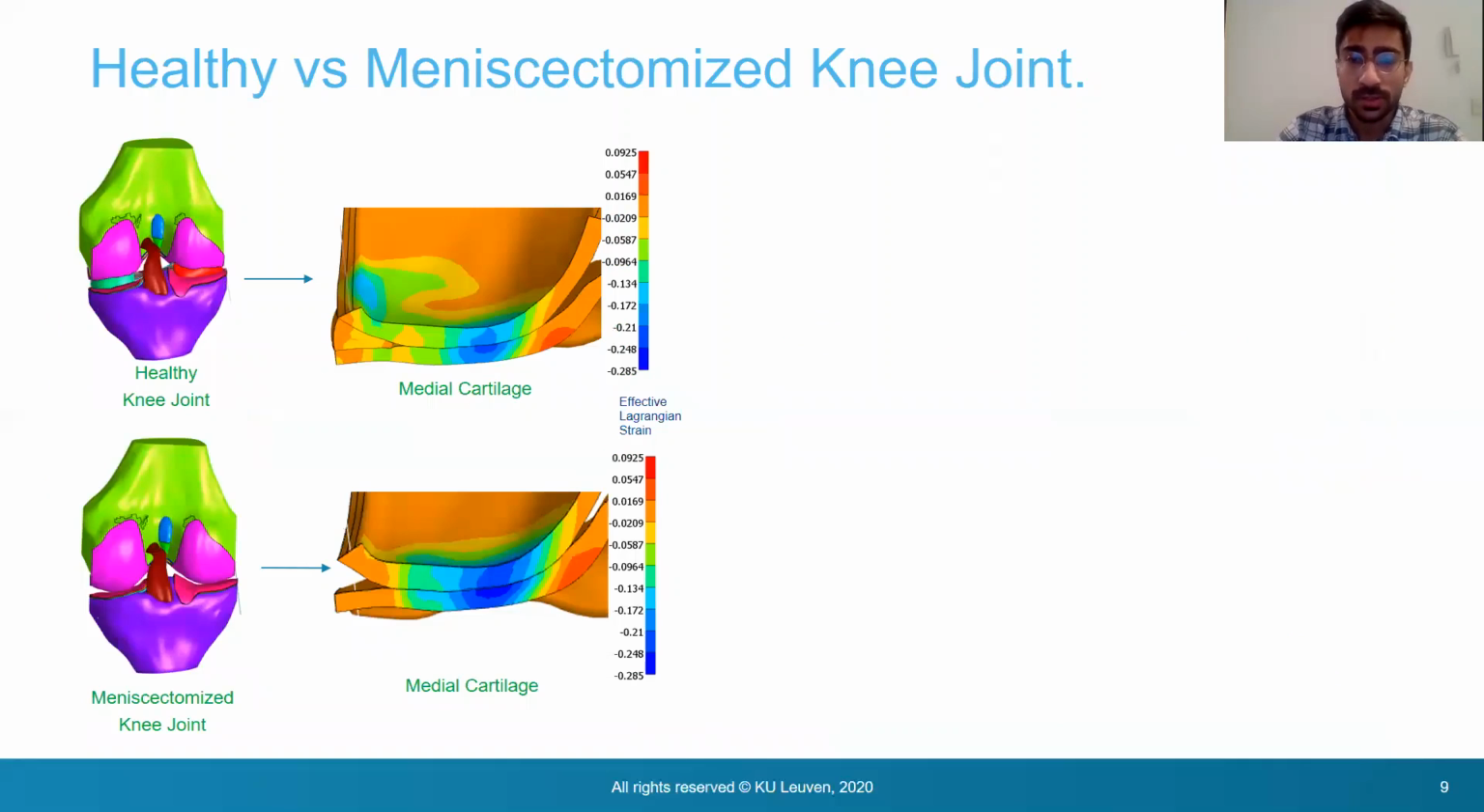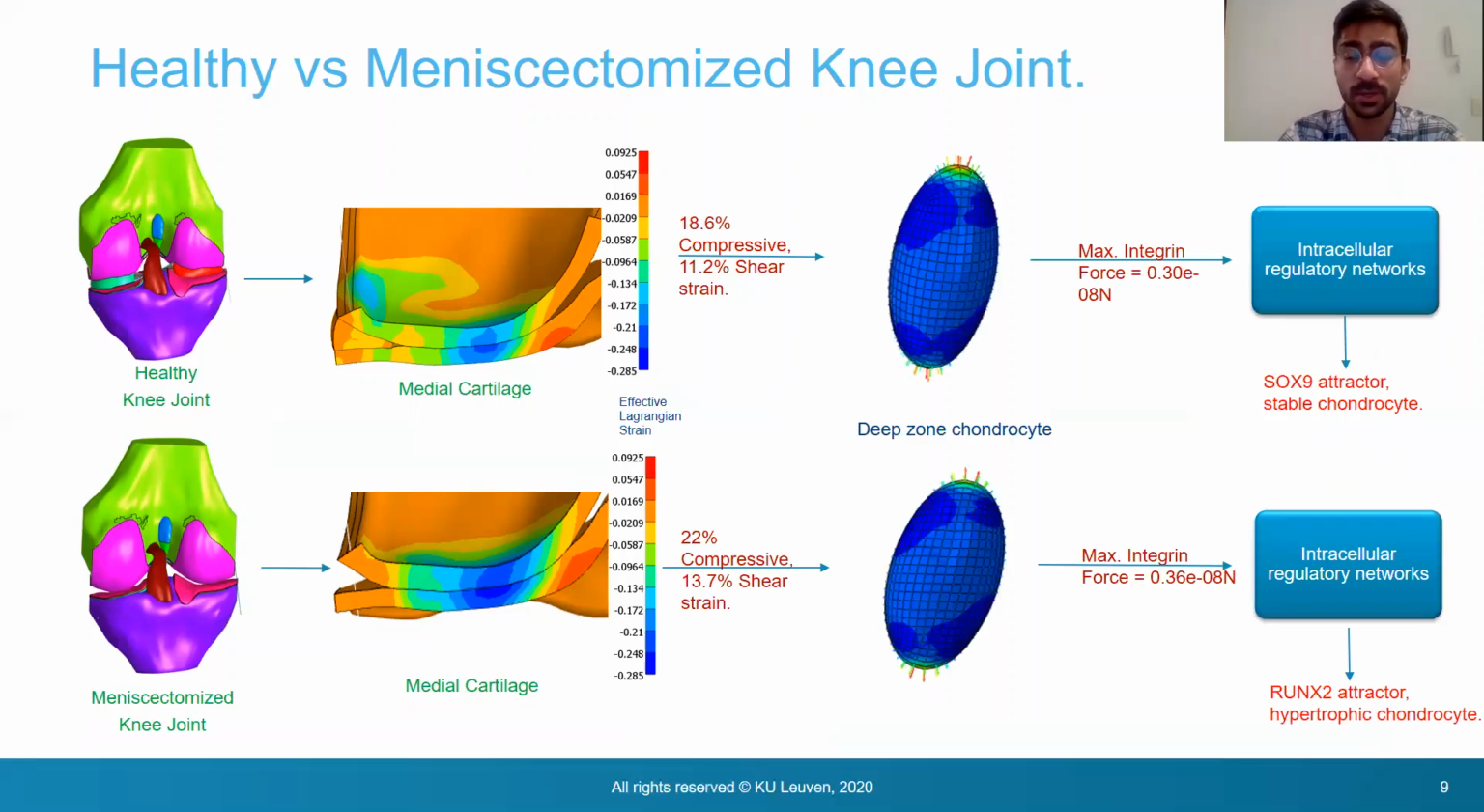What we observe is that at the articular cartilage level, meniscectomy induces higher strains in the medial cartilages. And when these higher strains were used as input to the subsequent cellular level models for a deep zone chondrocyte, we observed that the maximum forces sensed by the integrins were higher in the case of the meniscectomized knee joint.